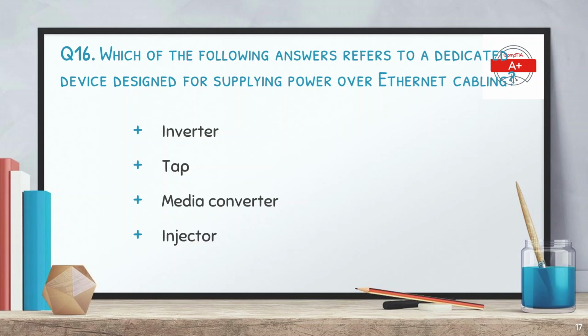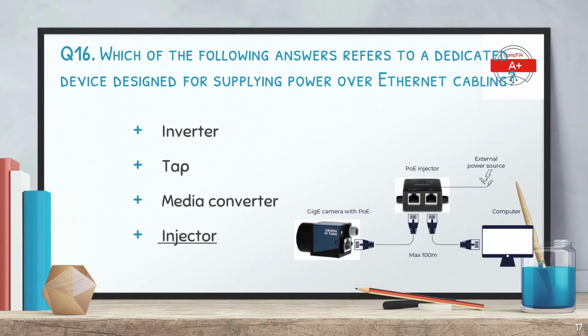Question number 16 is which of the following answers refer to a dedicated device designed for supplying power over Ethernet cabling? And the options are inverter, tap, media converter, and injector. And the correct answer is injector. So this is a PoE injector. This is used to supply power over Ethernet cable.